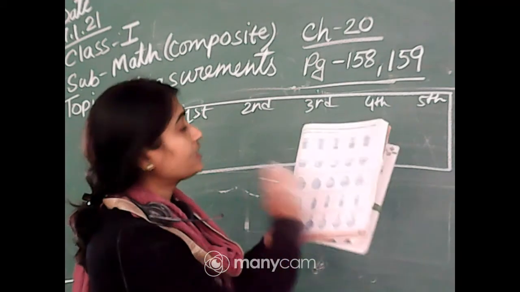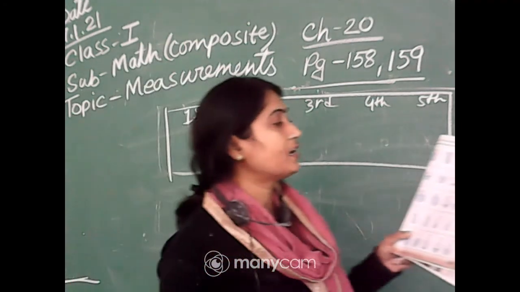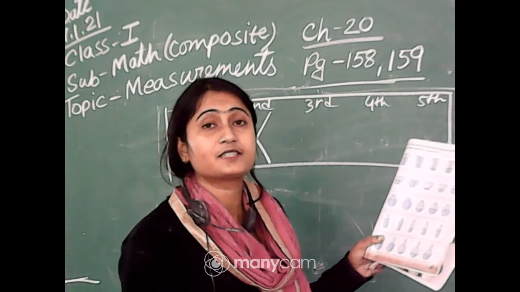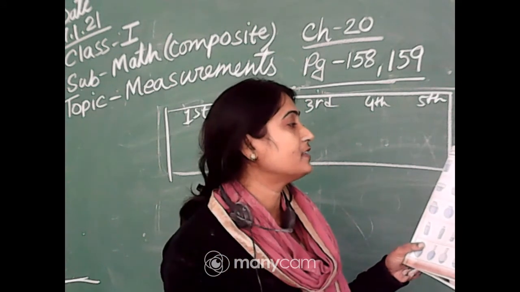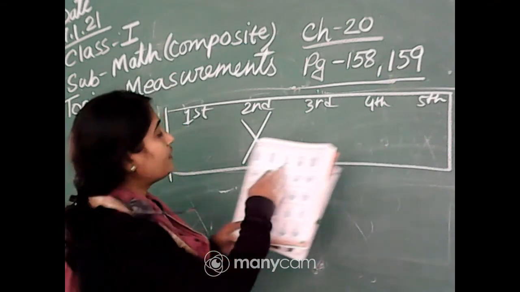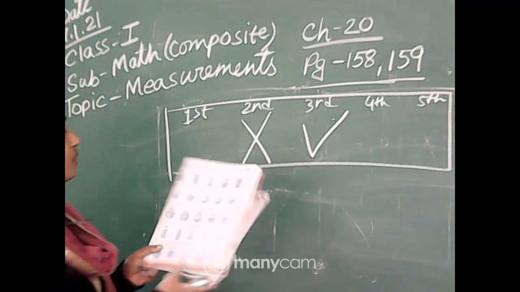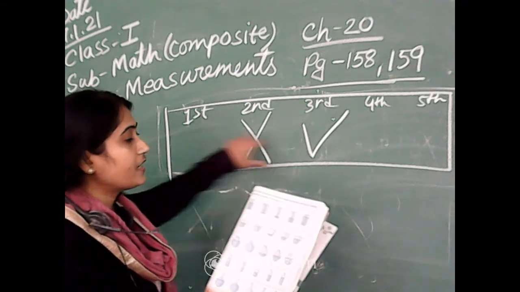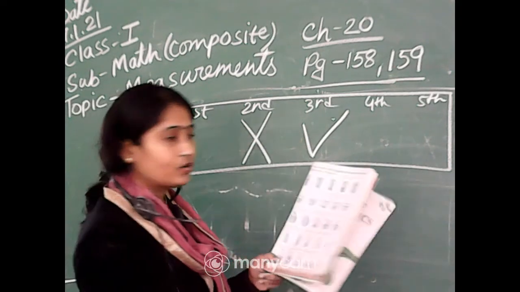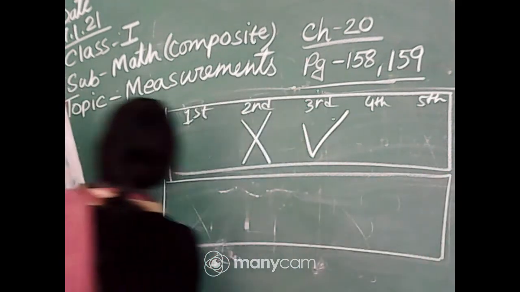Which container has largest, more liquid? Second container. So please cross the second container because this second glass has more liquid, and take the smallest quantity of liquid. Which one? Third one is smallest quantity liquid. So please cross the second container and take the third container. Now next we will solve the next one.